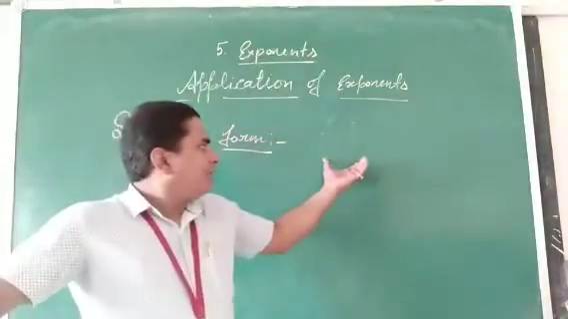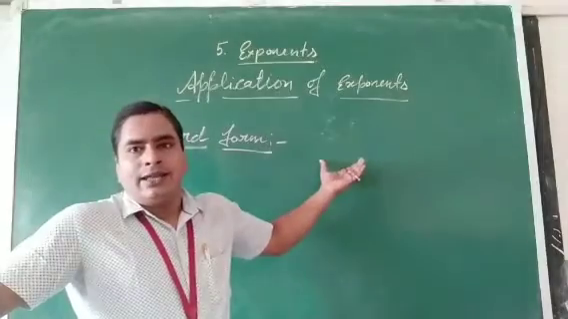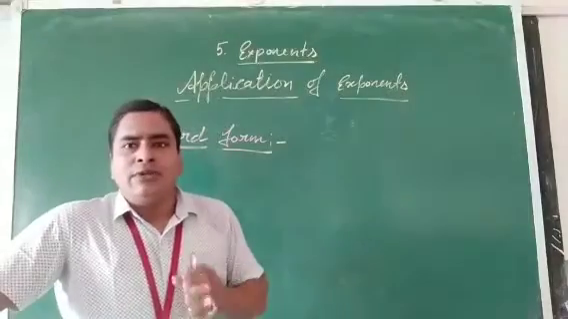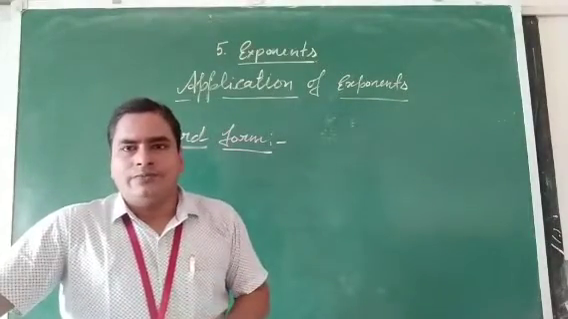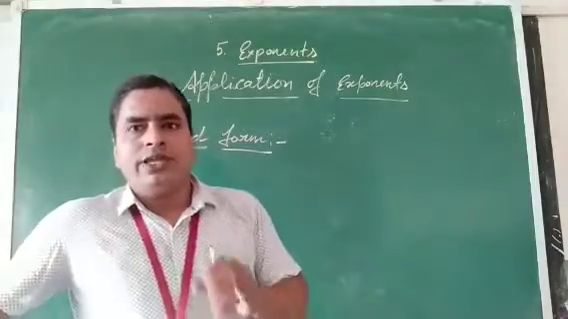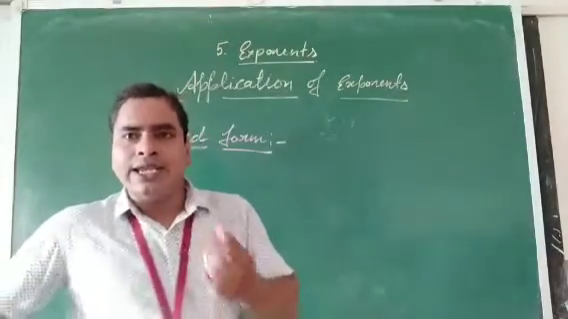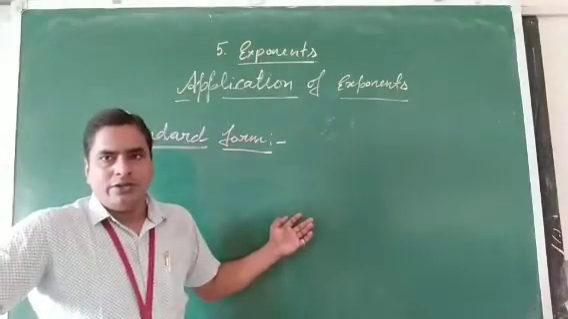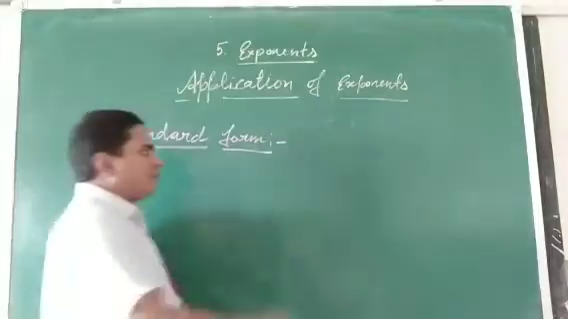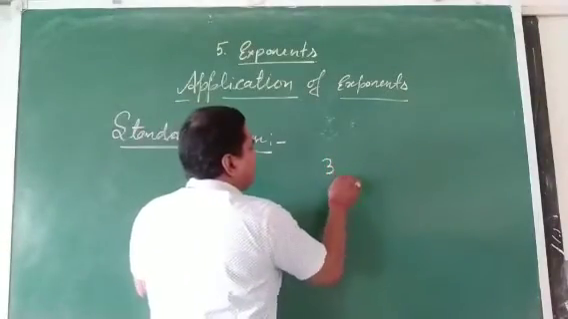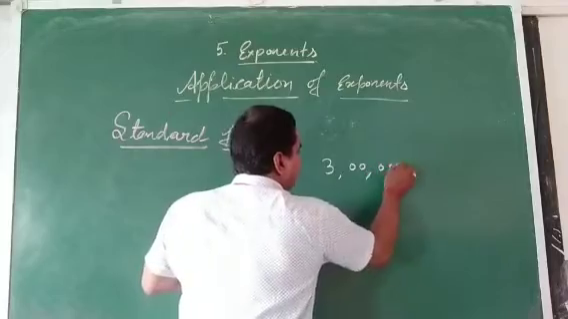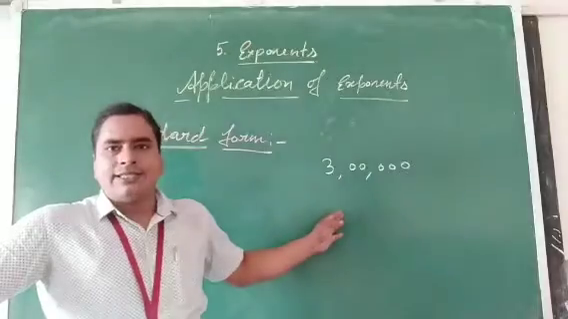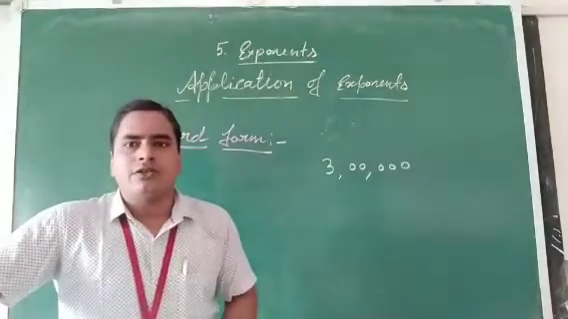All of you have seen that in some questions some numbers are given in very large form, so we can convert that type of number into a standard form, okay, by using the laws of exponent. Clear? For example, suppose one value or a number is given, 3 lakh.